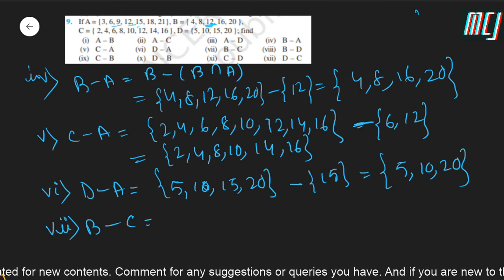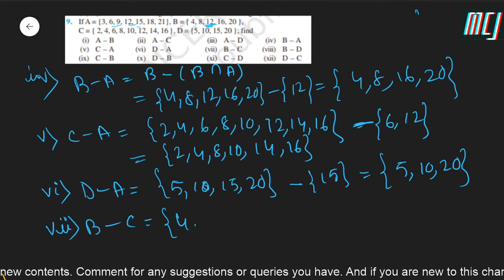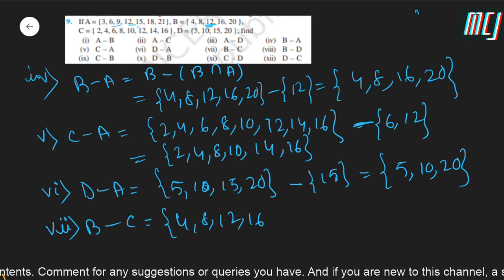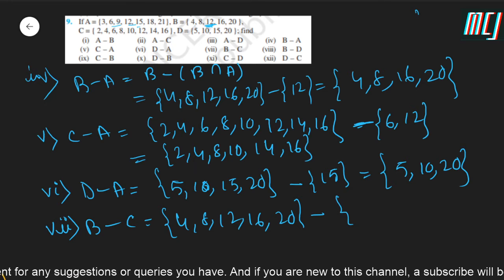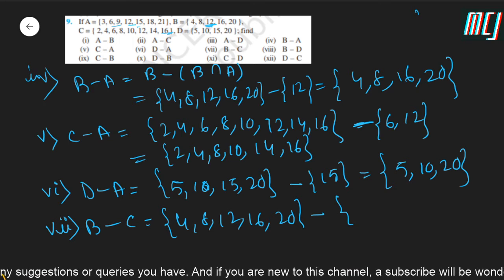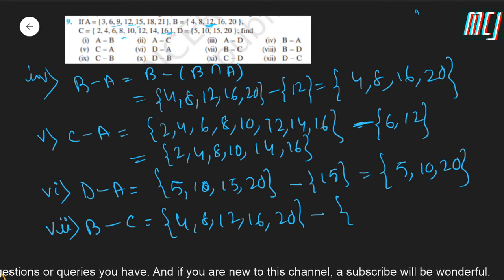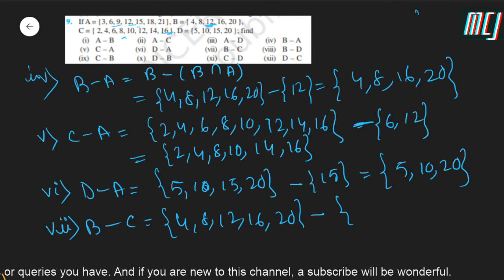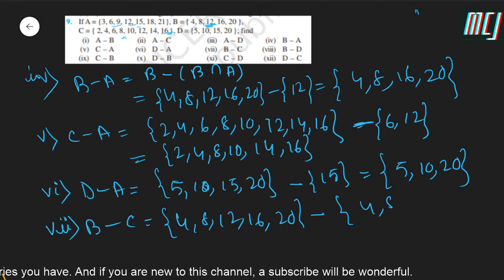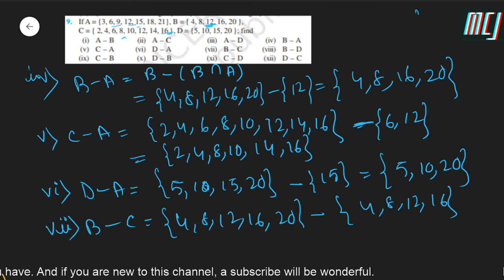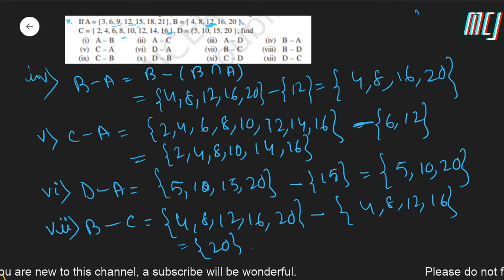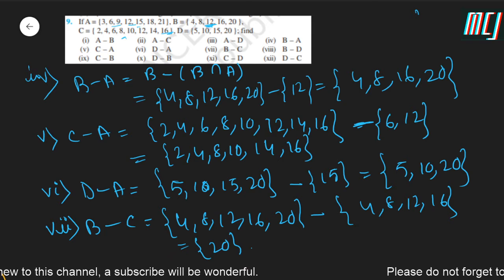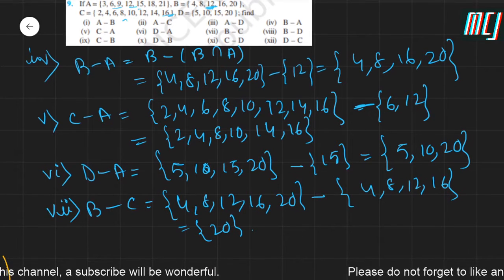B minus of B intersection C. So here B is 4, 8, 12, 16, 20. And B intersection C, see, here 16 is there, 8 is there, 4 is there, okay, 12 also. So 4, 8, 12, 16. So this is only 20. Clear?